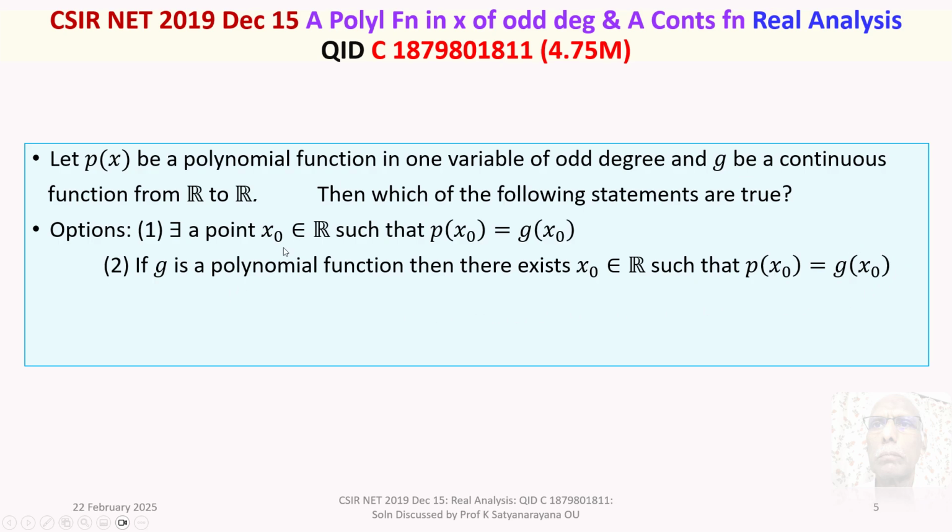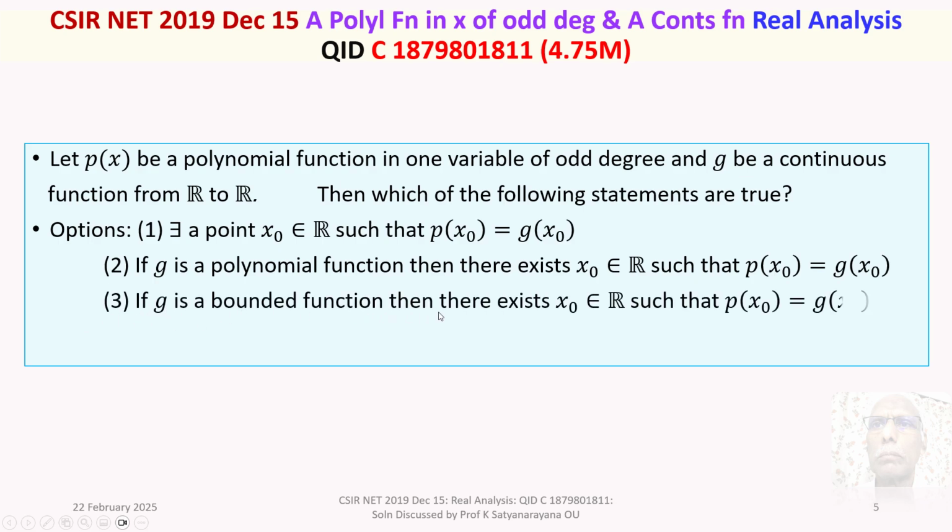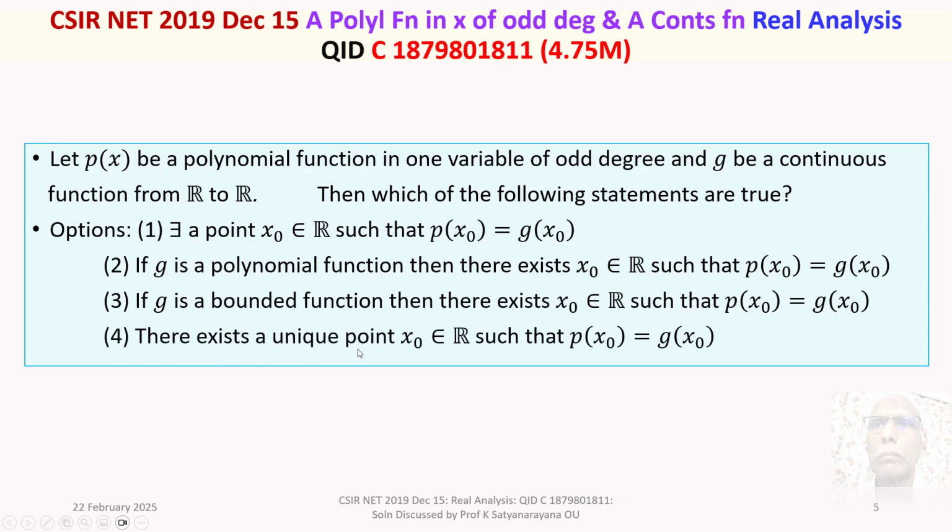Option 1 and option 2 are the same except that g is a polynomial in option 2. Option 3. If g is a bounded function, then there exists an x0 belongs to R such that p of x0 is equal to g of x0. Option 4. There exists a unique point x0 belongs to R such that p of x0 is equal to g of x0.